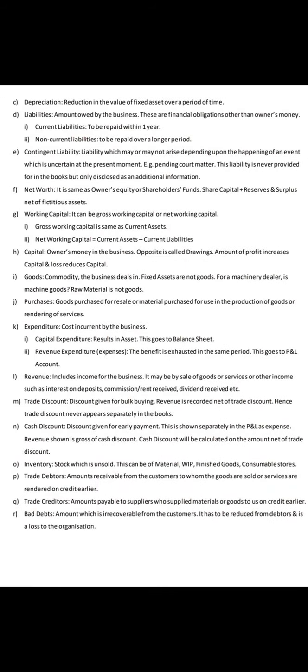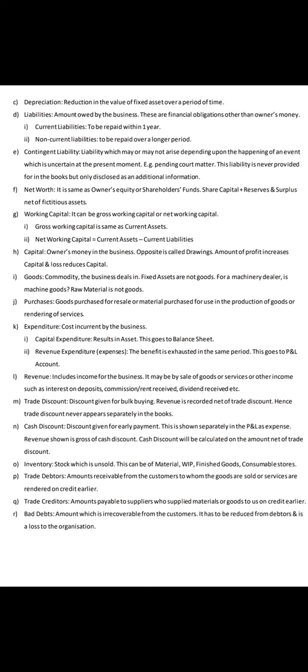Moving to the next page, we have depreciation. Depreciation means the reduction in the value of a fixed asset over a period of time. Like we have studied assets, similarly we have liabilities. Liabilities also form parts of current as well as non-current. Liability means the amount owed by the business, meaning the payments which we have to make to others come in this category.